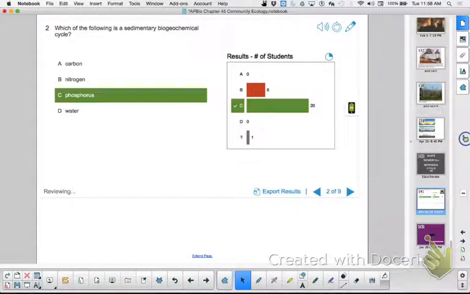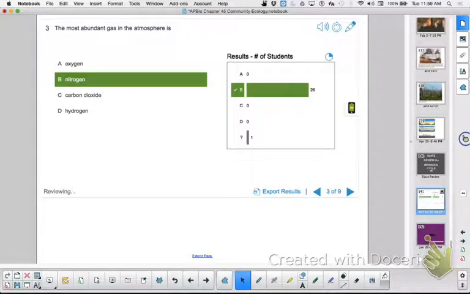Sedimentary. You said nitrogen. What is the reservoir for nitrogen? Atmosphere. Okay, but most of you got phosphorus, because we said the way you get it out is through what? How do we get it out of the reservoir? Weathering.